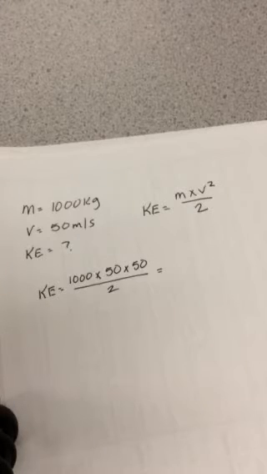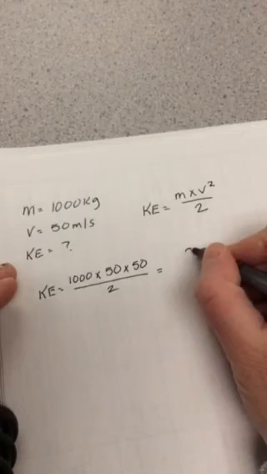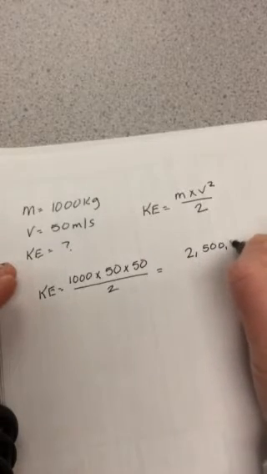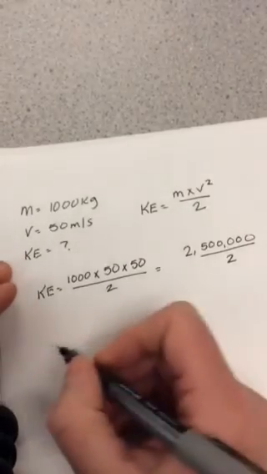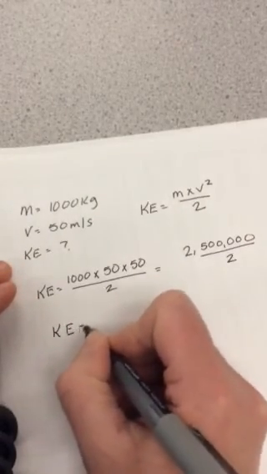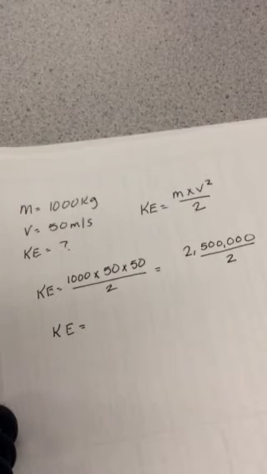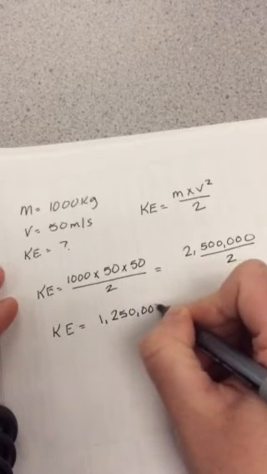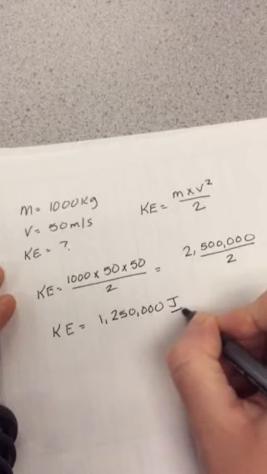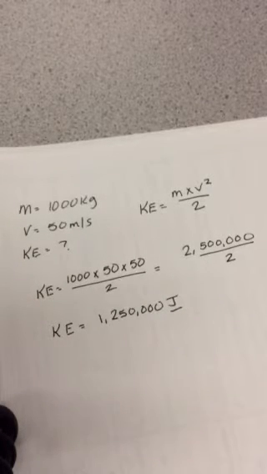1,000 times 50 times 50 equals, and the number is 2,500,000 divided by 2. Okay, and I'm going to come down here and write my final answer. Kinetic energy, so we have to take that and divide it by 2, is 1,250,000 joules. And you need to do a label on the end of your number. So that is if we're solving for kinetic energy.